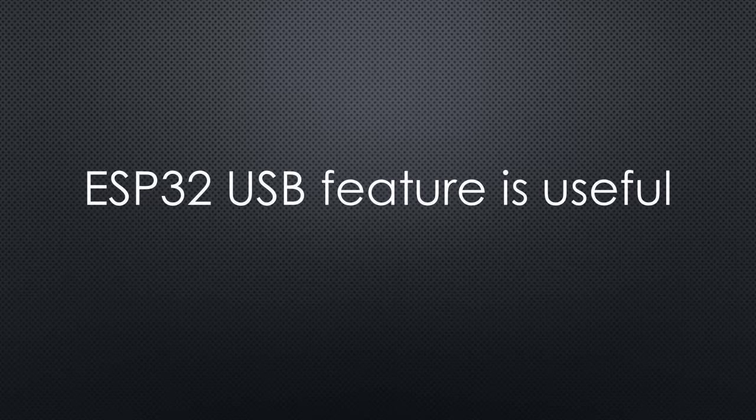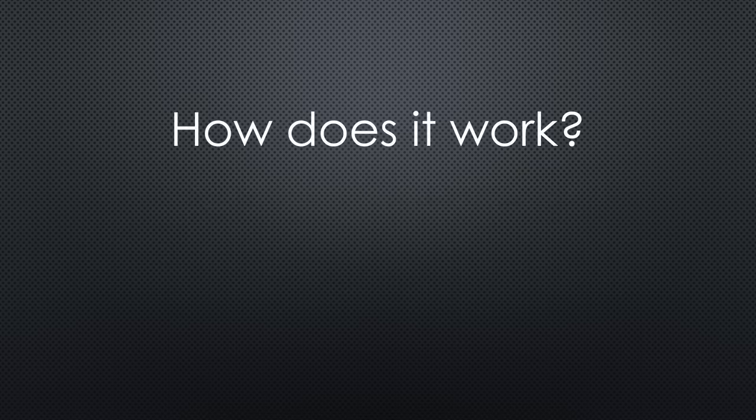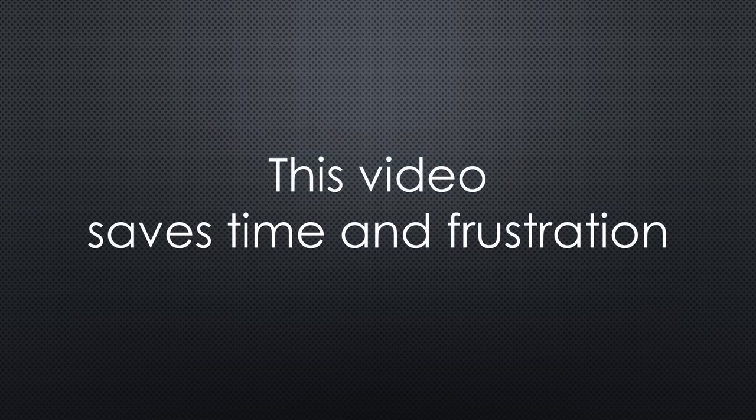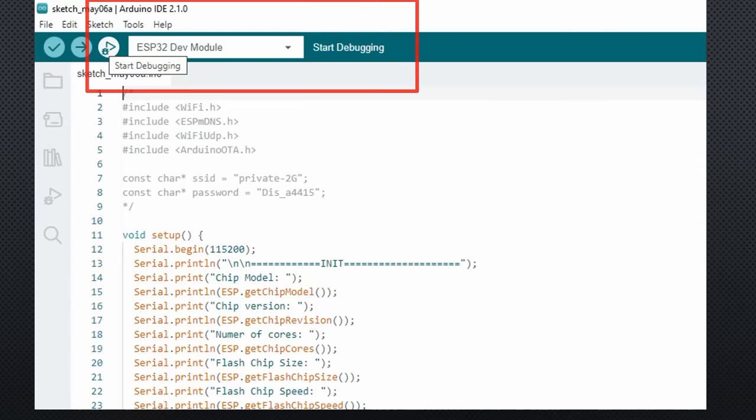The USB feature of the new ESP32 chips is handy. Unfortunately, it is not easy to use because the information is hidden. This video shows how everything works and how you must set up the Arduino IDE to exploit the USB functionality. I promise it will save you a lot of frustration and time. And it is the basis for a future video about simple debugging with the new Arduino IDE 2.0.